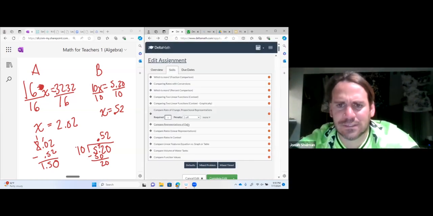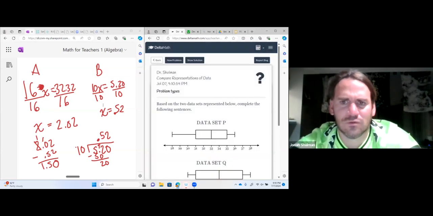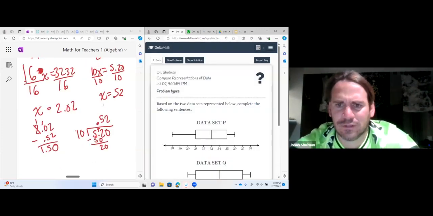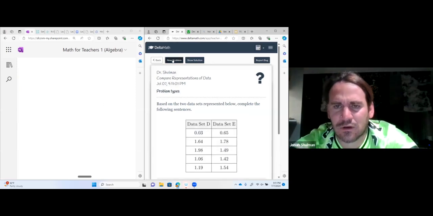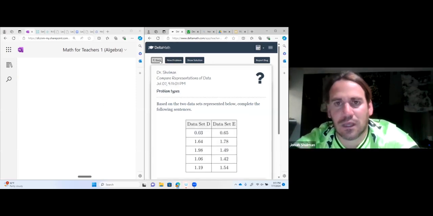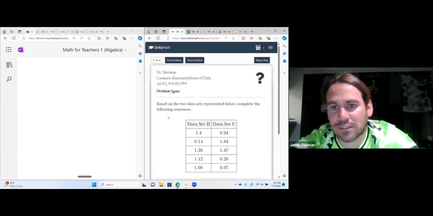All right, so let's look at some representations of data. Oh, these are box plots. You probably don't have to know this, so I'm going to delete this one. Is there a new problem? Are they all box plots? All right, no, they're not all box plots. But just so you know, that's a box plot.